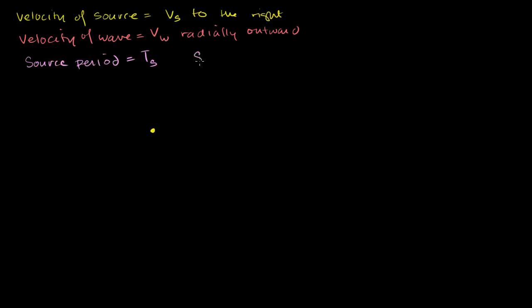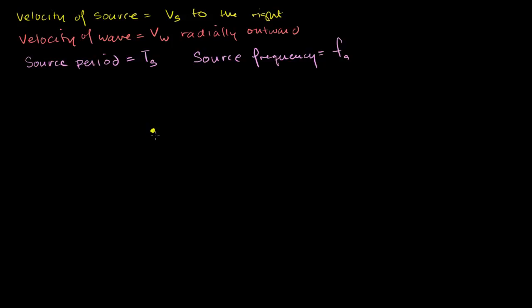And the source frequency, which, we've learned, hopefully it's intuitive now, would be the inverse of this. So the source frequency we'll call f sub s. And these two things are the inverse of each other. The inverse of the period of a wave is its frequency, vice versa. So let's think about what's going to happen.